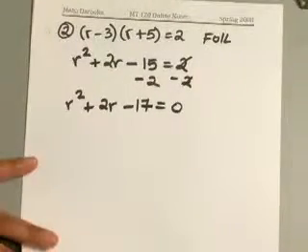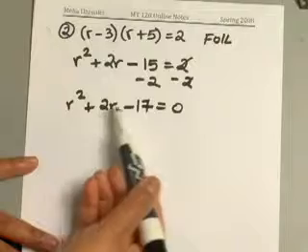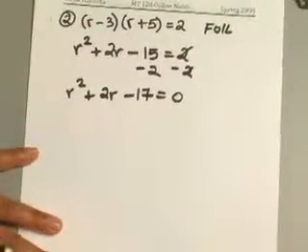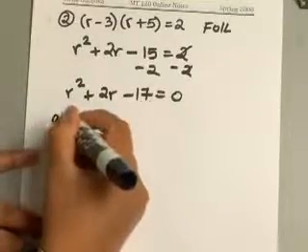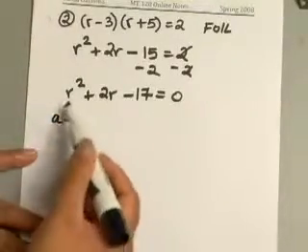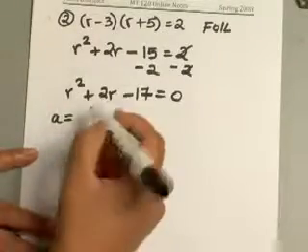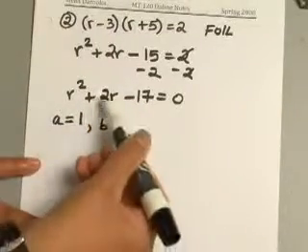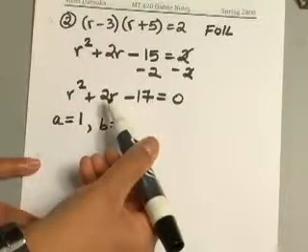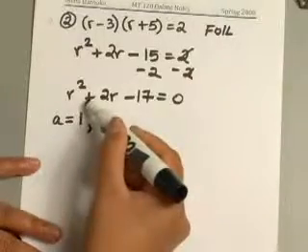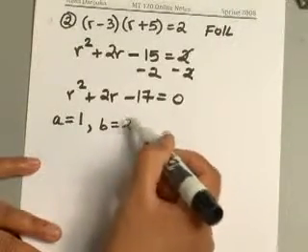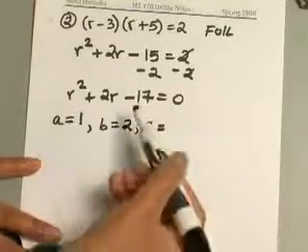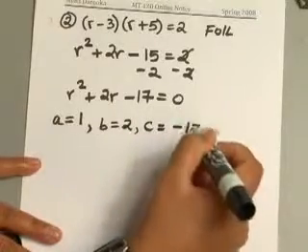Now you can see this is in your standard form, ax squared plus bx plus c equals 0. Of course, we identify our a, b, and c. Again, a is the coefficient of the squared term, so you have r squared, so your coefficient is 1. Your b is the coefficient on the middle term, or the first degree term, which will be r. You'll see this is a positive 2, so your coefficient is just going to be 2. And c, being the constant term, is negative 17.